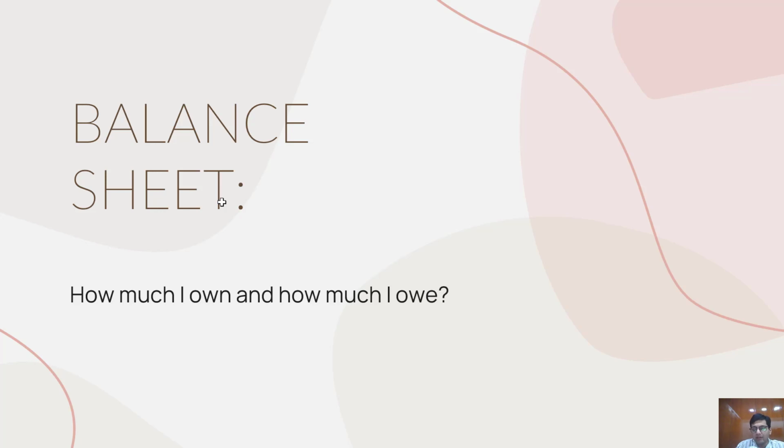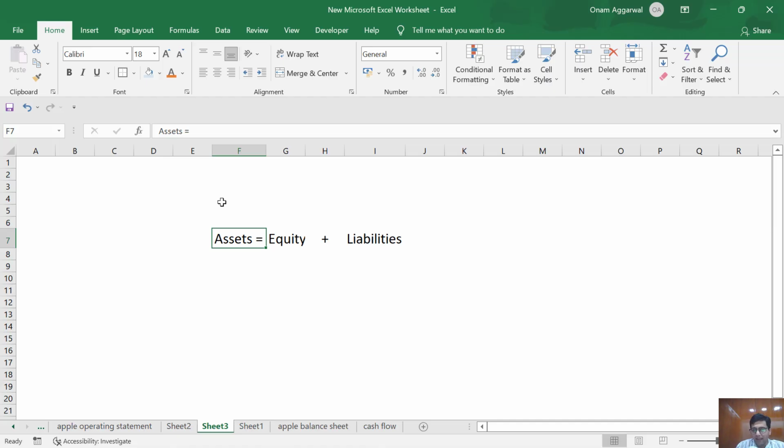So here we have our second part of the financial statements, the balance sheet. The balance sheet tells you how much I own and how much I owe in my business. In simple terms, it can be understood by this equation: assets is equal to equity plus liabilities. Repeat with me again: assets is equal to equity plus liabilities.